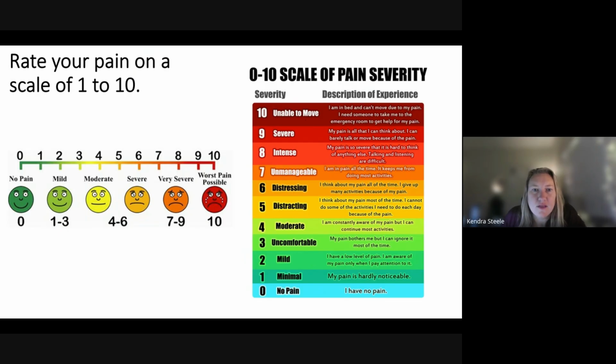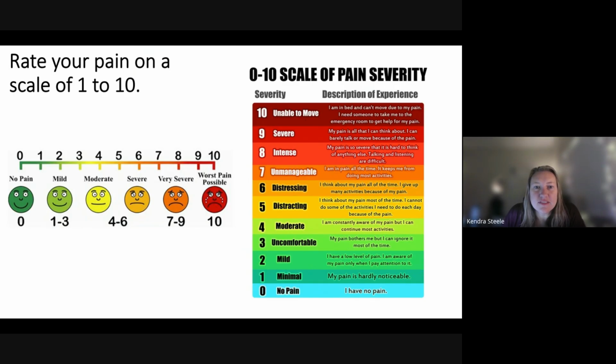Okay. Number 4, moderate. I am constantly aware of my pain, but I can continue most activities. Okay. This is something that providers want to know. How much does your pain affect or impact your daily life? Okay. So at number 4, something hurts. You have pain, but you can still go to work. You can still do some exercise. You can still do your daily life.